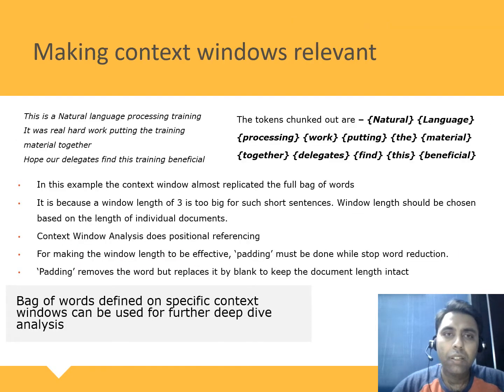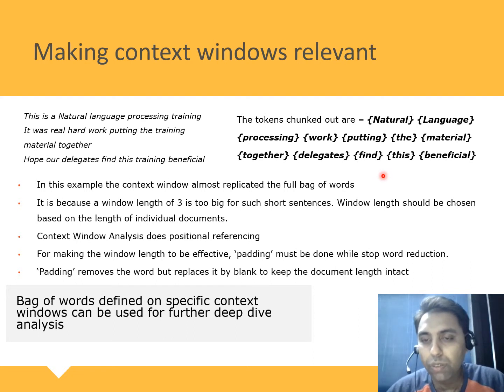Okay. Now, in this case, in the example that we were seeing, since these were short sentences and we had only three sentences, by looking at a context window of length 3, even though we got a sample, we got a very big sample from the entire data. So you almost got all the words of the data.